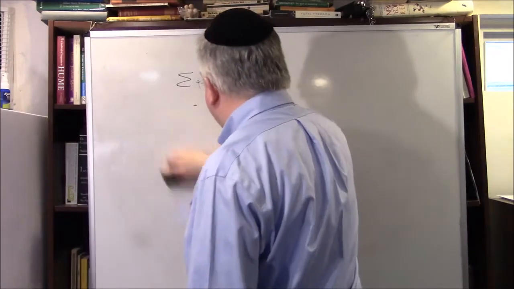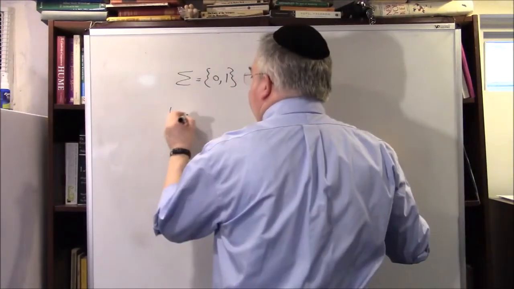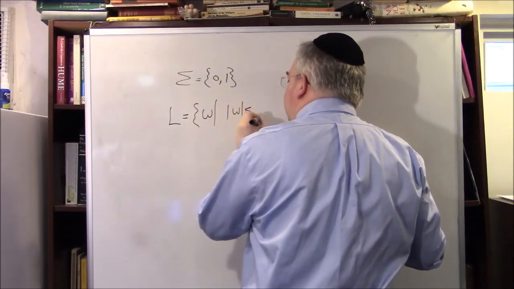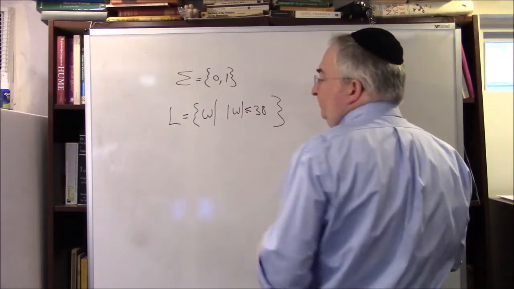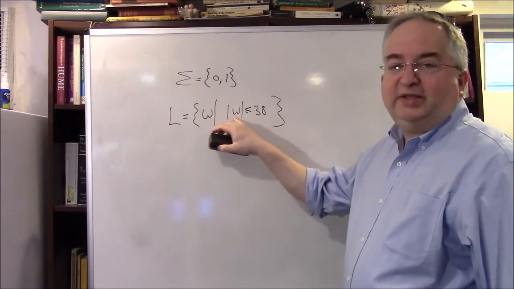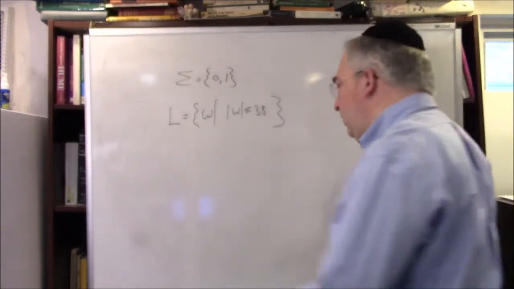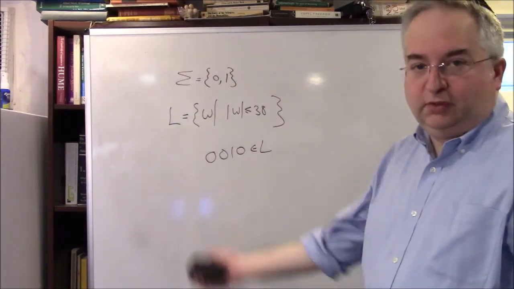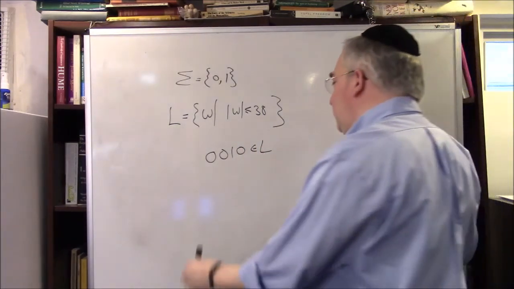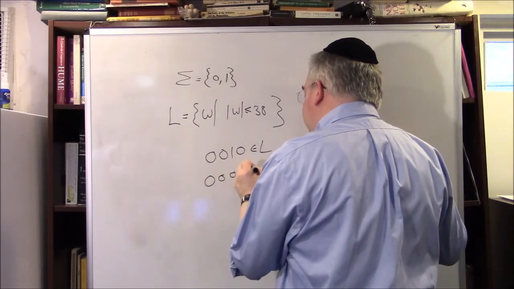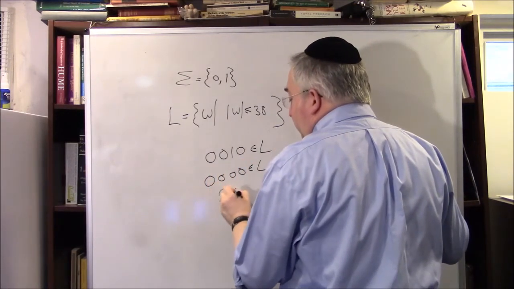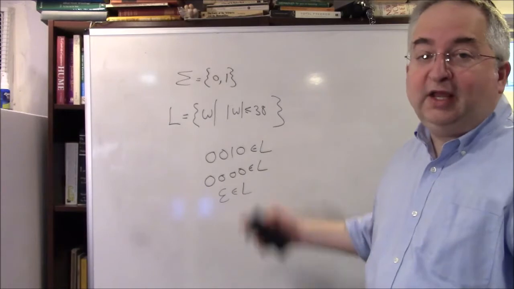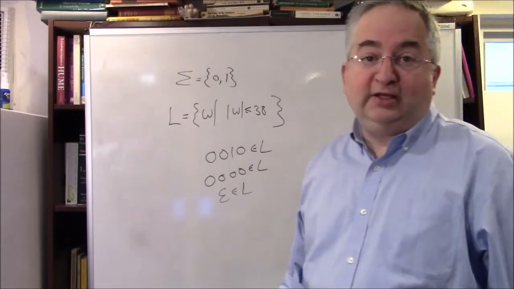Let's do one more. L such that the length of the word is less than or equal to 38. That's the way we write the length of the word. So 0010 is in this language because the length is 4. 0000 is a member of the language. The empty word is a member of the language. It would be a pain in the neck to write a word that's not in the language because it would have to have at least 39 letters.